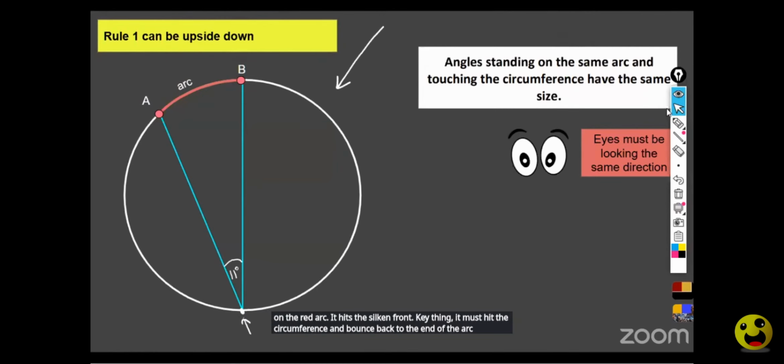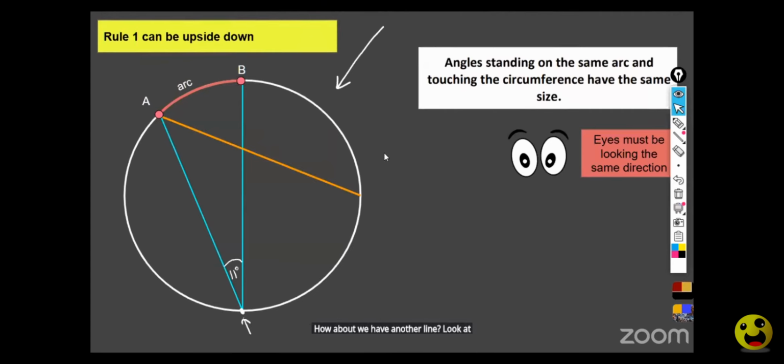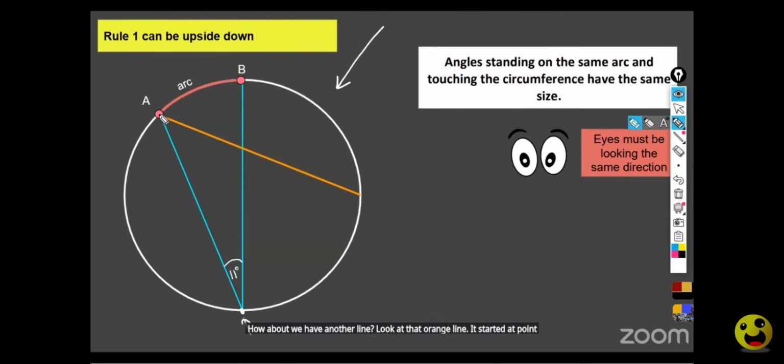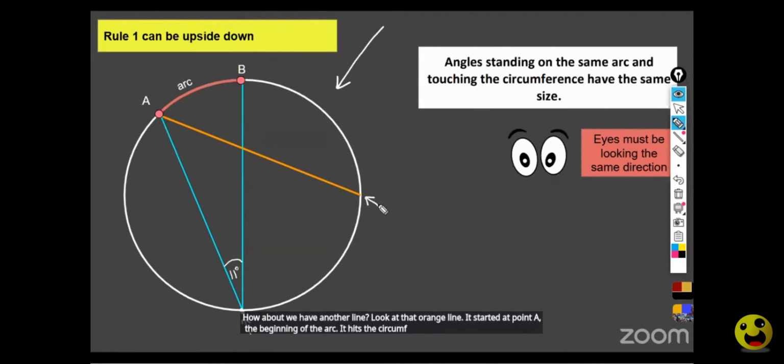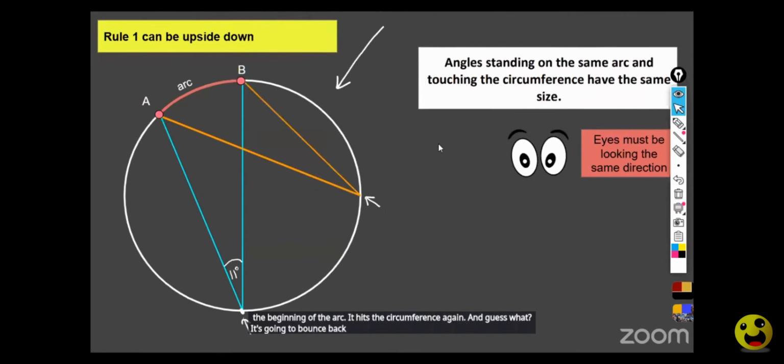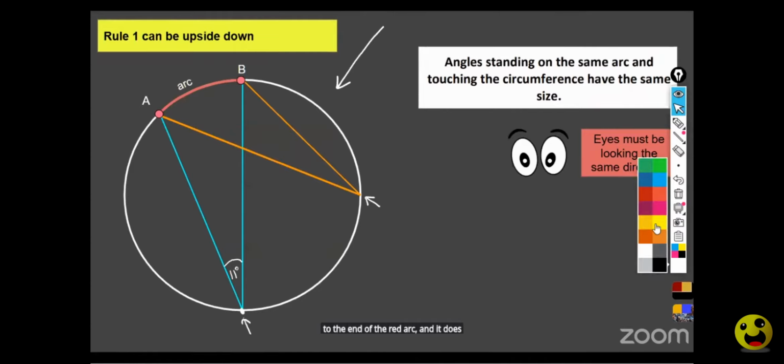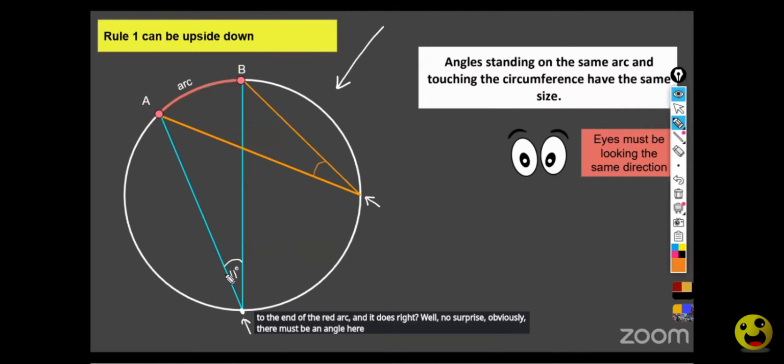How about we have another line? Look at that orange line. It started at point A, the beginning of the arc. It hits the circumference again, and guess what? It's going to bounce back to the end of the red arc. And it does, right? Well, no surprise, obviously. There must be an angle here. I guarantee you, if the blue one is 11 degrees, I bet all my money, all $5, the orange one is also 11 degrees, right?